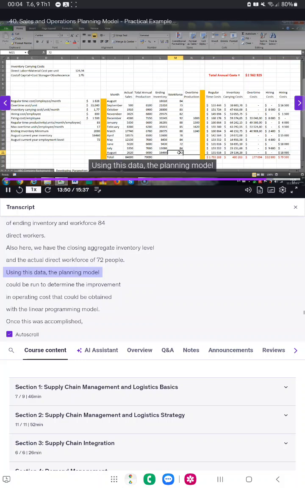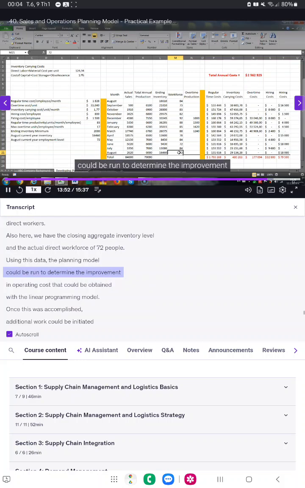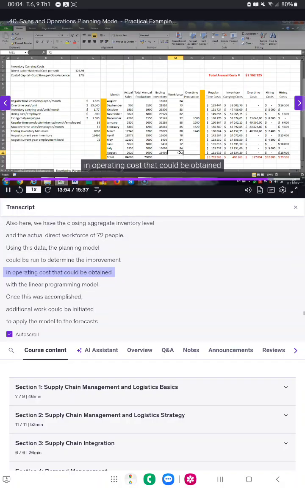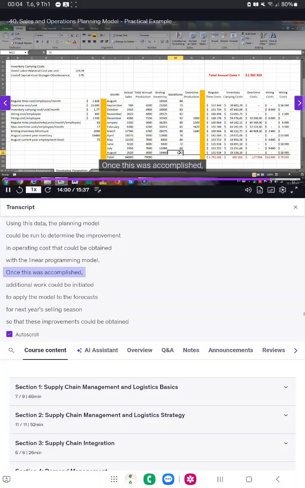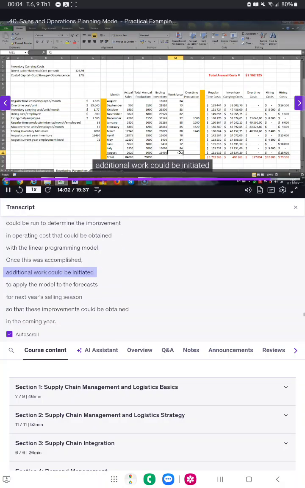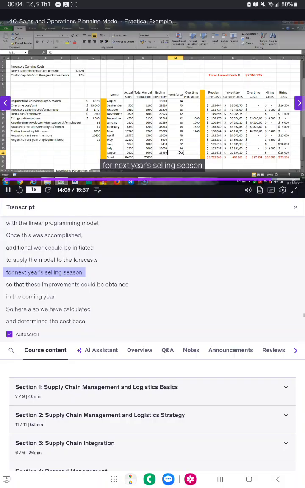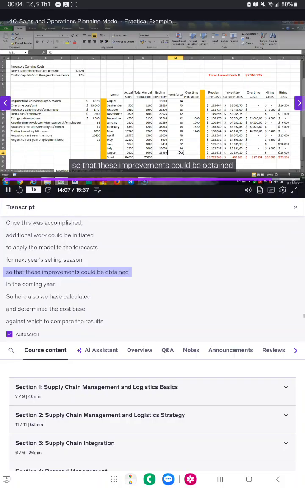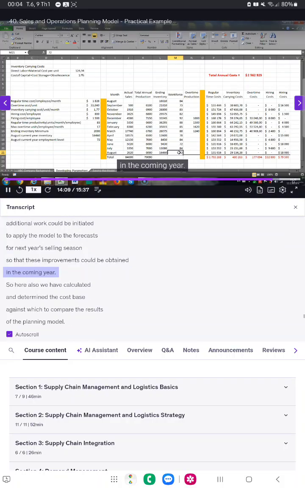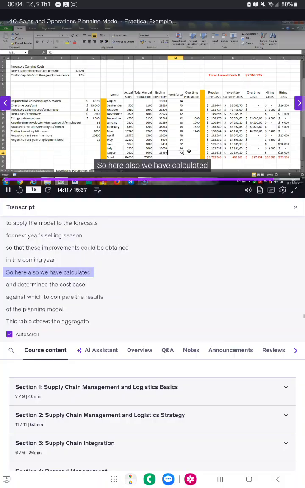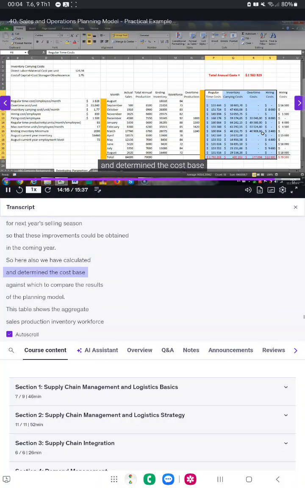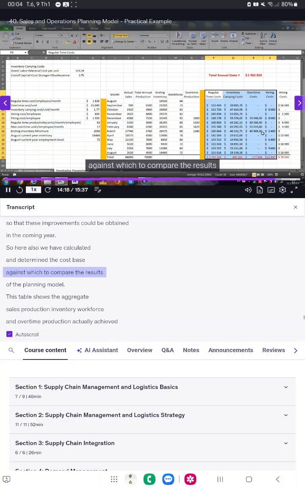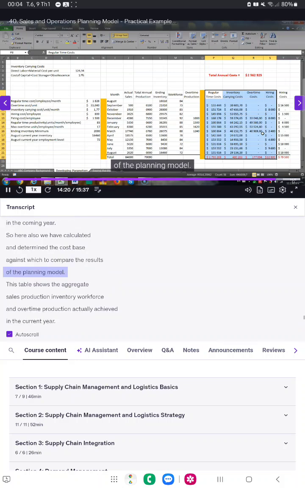Using these data, the planning model could be run to determine the improvement in operating costs that could be obtained with the linear programming model. Once this was accomplished, additional work could be initiated to apply the model to the forecast for next year's selling season, so that these improvements could be obtained in the coming year. So here also we have calculated and determined the cost base against which to compare the results of the planning model.